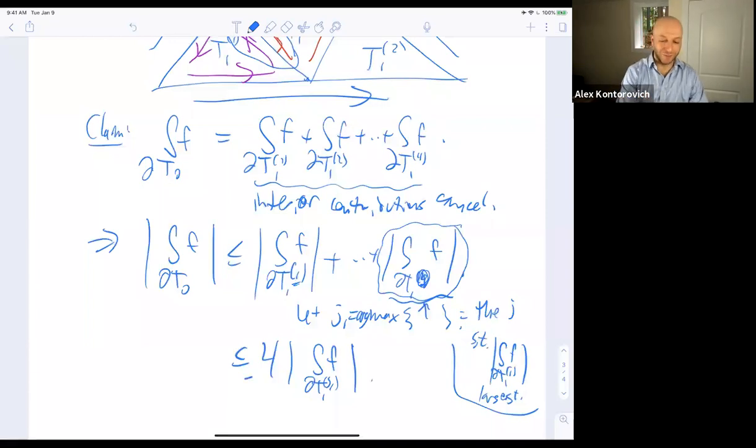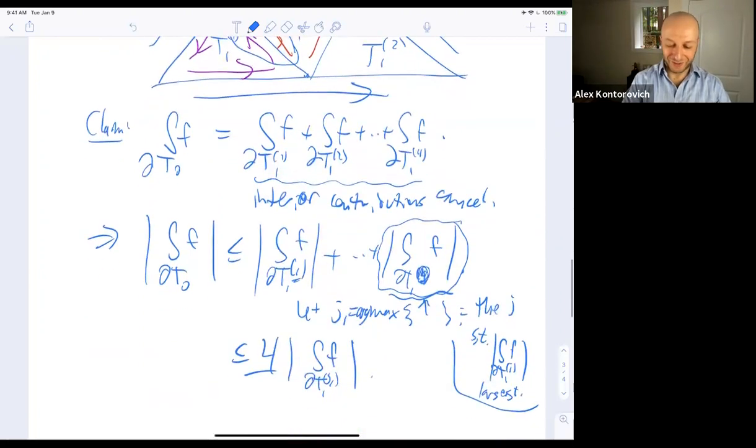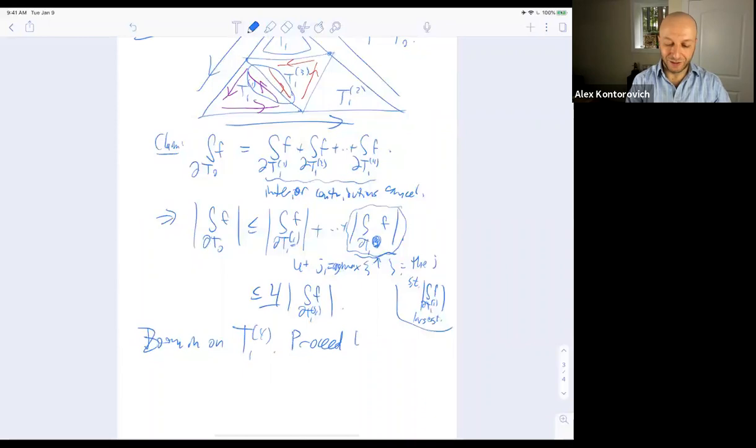So whoever is the worst guy, of course, the sum of all 4 of them isn't larger than 4 times the largest one. All right, so here's what we're going to do. Let's say 4 was the largest, so let's say 4 is equal to J1. Now I zoom in on T1, or J1. And of course, we're going to proceed by induction.